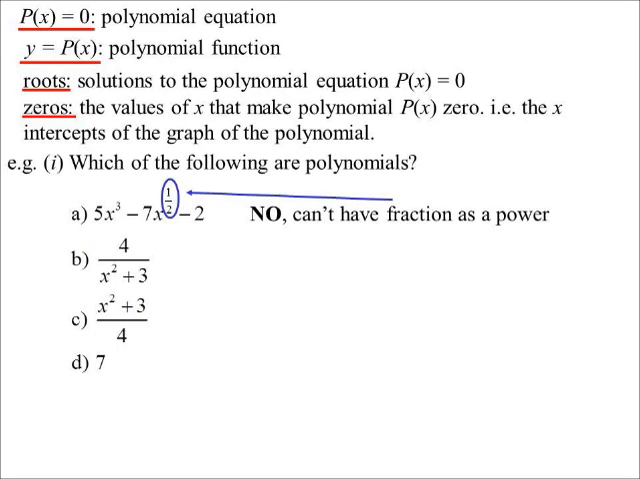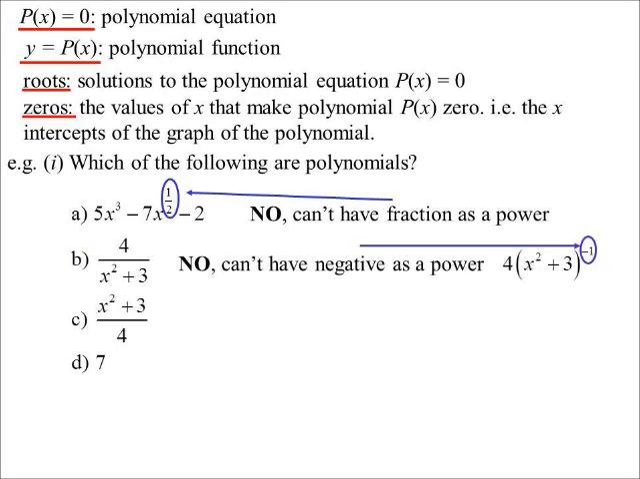Why not B? Yeah. If we were to rewrite that one, we'd end up with x squared plus 3 to the power of negative 1. Can't have negative ones. What about C? C's all good. Yes, there's a fraction there. Coefficients are allowed to be fractions. There's no problems with that.